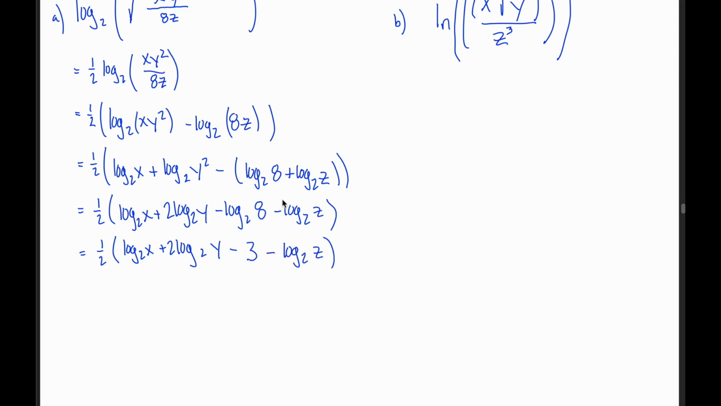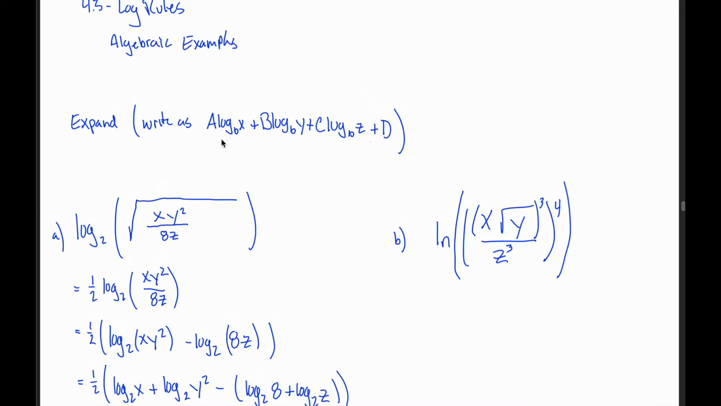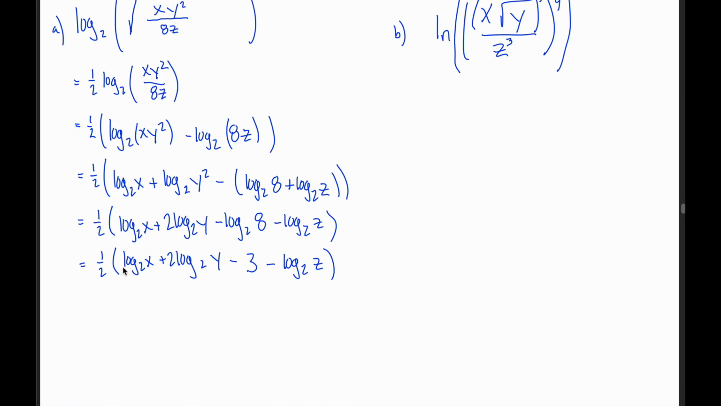And this is pretty expanded, but the prompt up here said to write it in this form, so I guess what I should really do is get rid of these parentheses and write it x, then y, then z, then my constant. So my final answer would be 1/2 the log base 2 of x, plus, and then for my y's I have 2 log base 2 of y, but the 2 and the 1/2 will cancel each other out. So I'll just get the log base 2 of y, and then for my z's I have negative 1/2 of these log base 2 z terms, and then the 1/2 times the 3 gives me 3/2. So my final answer would look like this.